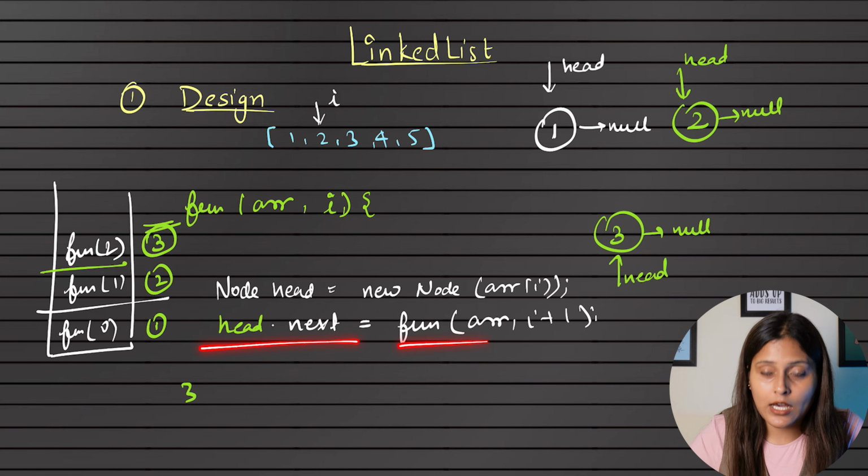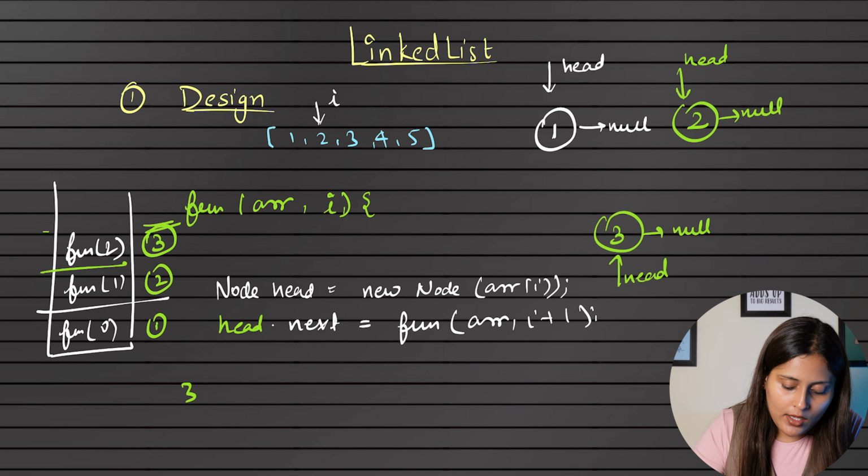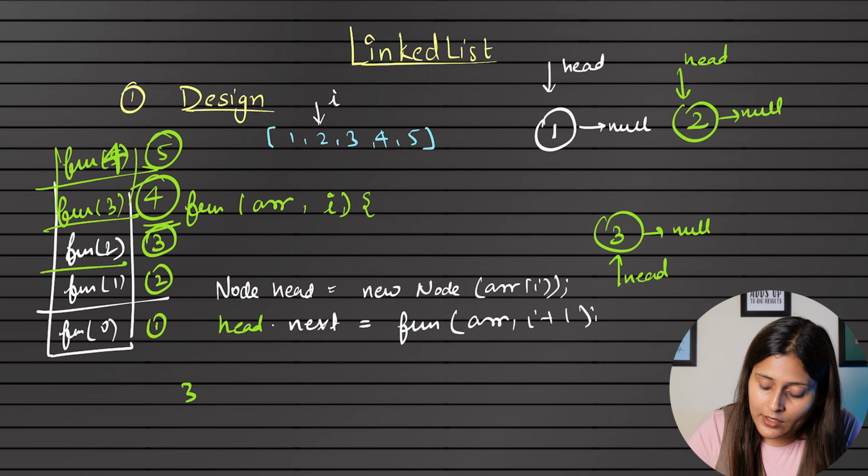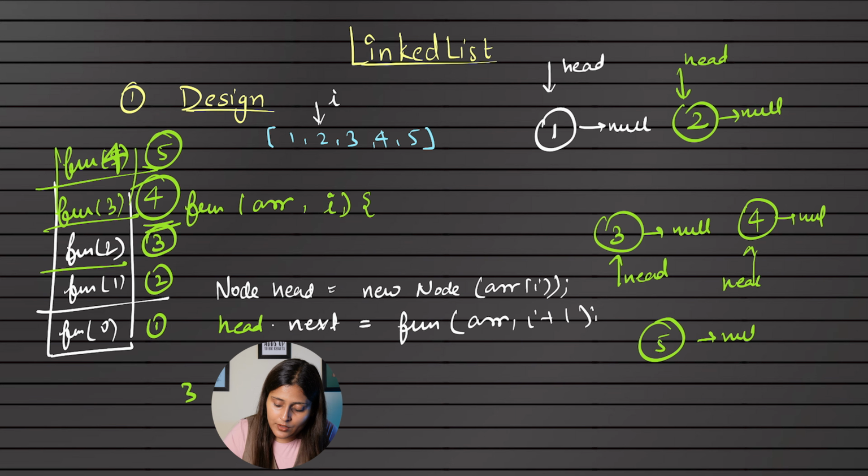Again, for 3 next we want to connect. So again head.next, we'll make another function call, meaning function for index 3, and here we will create node 4. Again repeating, function for index 4 and node value 5. So again a new node 4 will be created, and this will also point to head and null. Again a new node 5, null and head. Done.